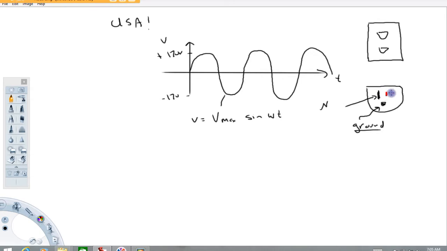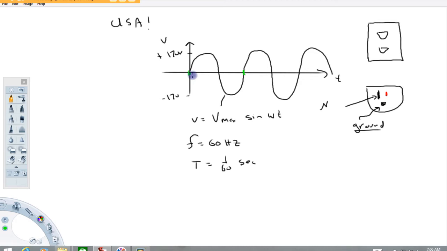The frequency of the US power grid is 60 Hertz. And remember that period and frequency have a reciprocal relationship. So the period here is 1/60th of a second. And that means in this picture, the time from here to here is 1/60th of a second.